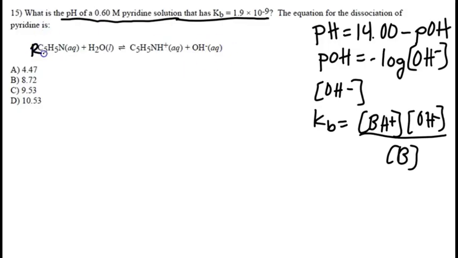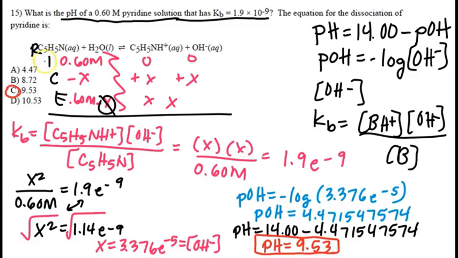So what can we do? We can set up a RICE table here. If we set up a RICE table and get our equilibrium amounts, we can solve for OH minus concentration. And once we solve for the OH minus concentration, we can go ahead and solve for pH. All right, I went ahead and set up my RICE table and filled it out. They want to know the pH of a 0.60 molar pyridine solution. So that's going to be the initial amount I have for pyridine.